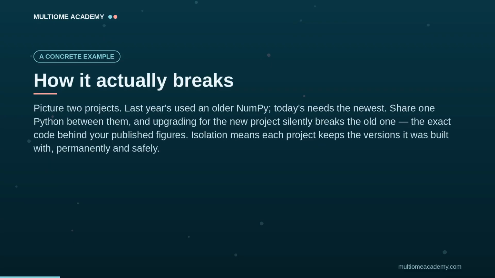Picture 2 projects. Last year's used an older NumPy, today's needs the newest. Share one Python between them, and upgrading for the new project silently breaks the old one, the exact code behind your published figures. Isolation means each project keeps the versions it was built with, permanently and safely.